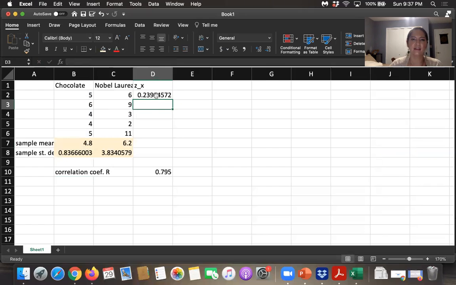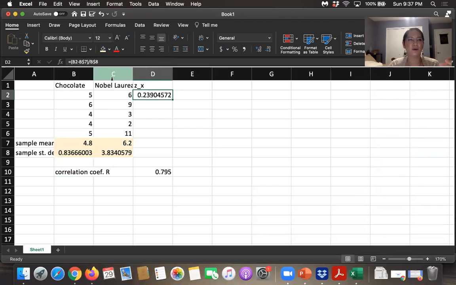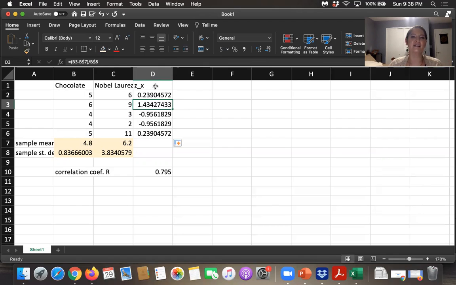Now it did that correctly, but I think I need to put a dollar sign in here somewhere. I think it's B$7 and B$8, if I want to drag and drop but I don't want to change the B7 or the B8. I think putting that dollar sign in the middle actually effectively does that. So let's drag and drop and see if it gives me what I want. This is B2 minus B7 over B8. This is B3 minus B7 over B8. Excellent. That's exactly what I wanted for my z sub x's. Those are the z-scores corresponding to my x values.